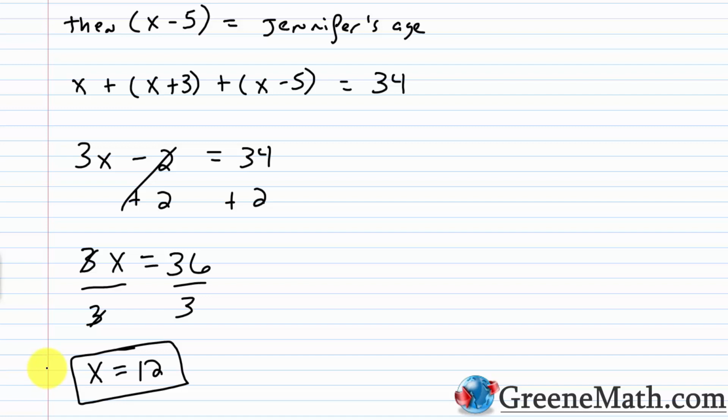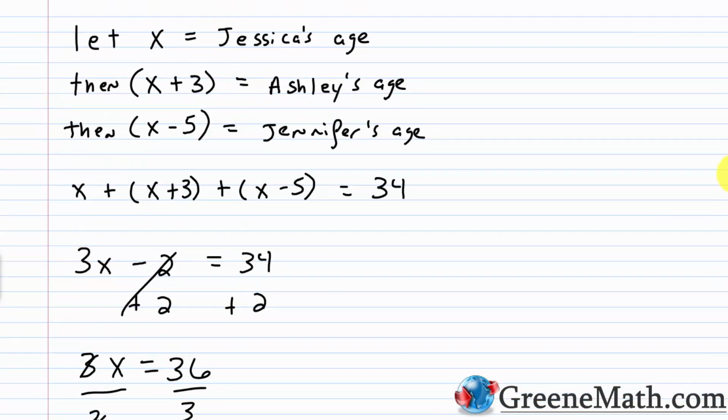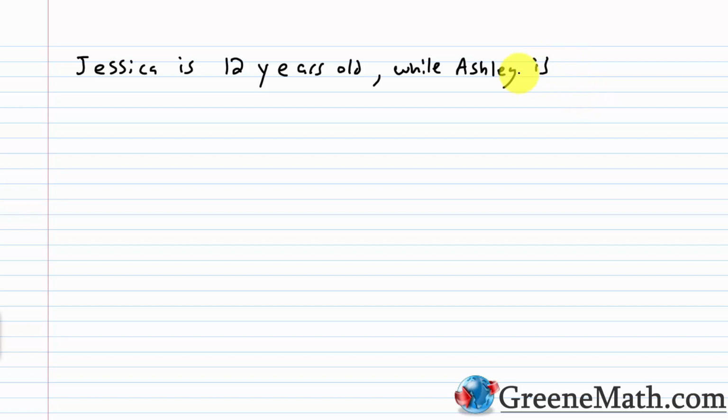So I have X equals 12, but again, I'm not done. Please don't stop and turn your test in with this answer on it. You will be wrong. You have to translate this now into a sentence. So X equals 12. X is Jessica's age. Jessica is 12 years old. Ashley, remember, we represented her age with X plus 3 because she was 3 years older. Jessica is 12 years old, while Ashley is 15 years old.